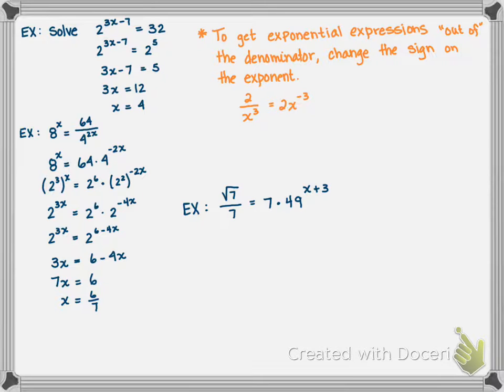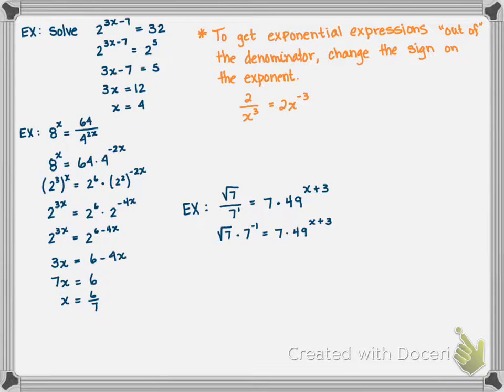Okay, so what do we have to do? So if this is like an exponent of 1 down there, you're right, we can bring that up. What do I have to do to the exponent? Make it negative. Yeah. So this will be the square root of 7 times 7 to the negative 1 equals 7 times 49 to the x plus 3. Very good.